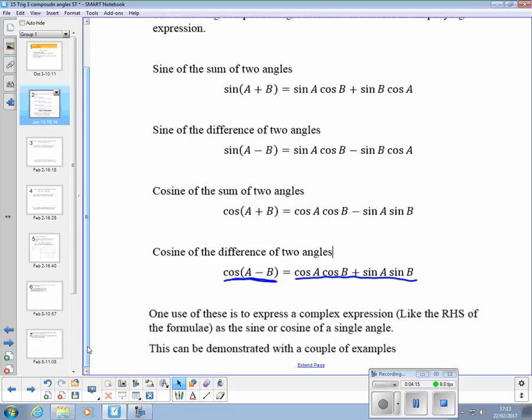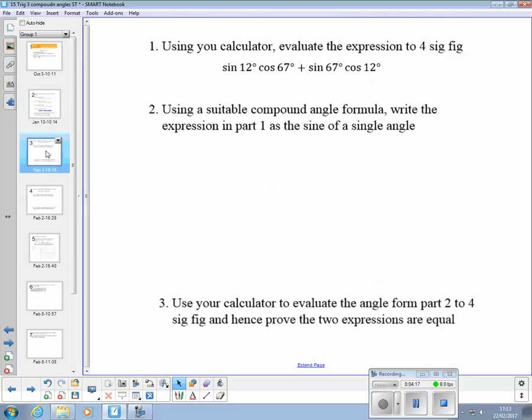So let's have a look at the example on the next page. Using your calculator, we want to be in degrees mode. Evaluate the expression to 4 significant figures. So I want to know what sine 12 degrees times cos 67 degrees plus sine 67 times cos 12 is.